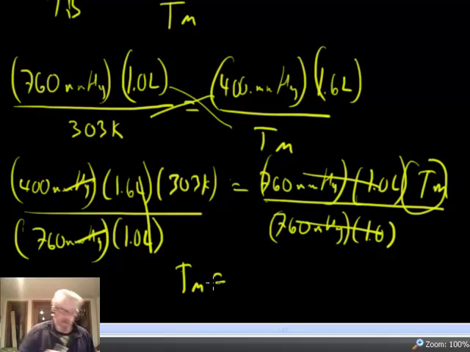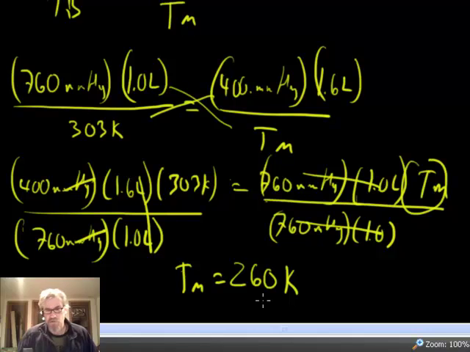So we'll do our arithmetic. 400 times 1.6 times 303 divided by the product of 760 times 1. Well, it gives us 255. We really only have two significant figures, so we'll round it to 260 kelvins. And if we subtract the 273, we find that temperature turns out to be below 0 Celsius. Not uncommon on a mountaintop.